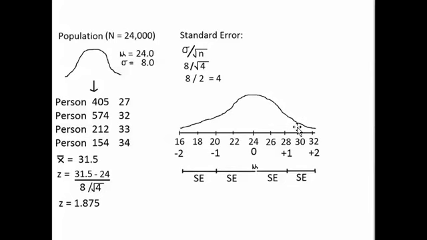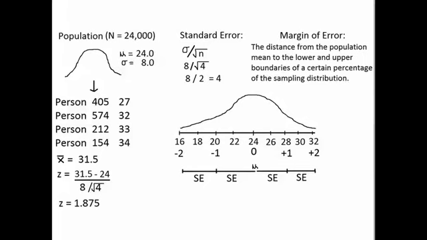Now that we've reviewed the idea of the central limit theorem, we can move on to discuss the margin of error. Let's start with the definition of the margin of error. The margin of error is the distance from the population mean to the lower and upper boundaries of a certain percentage of the sampling distribution. This definition might not seem clear right now, but it should be clear after we go through a few examples.